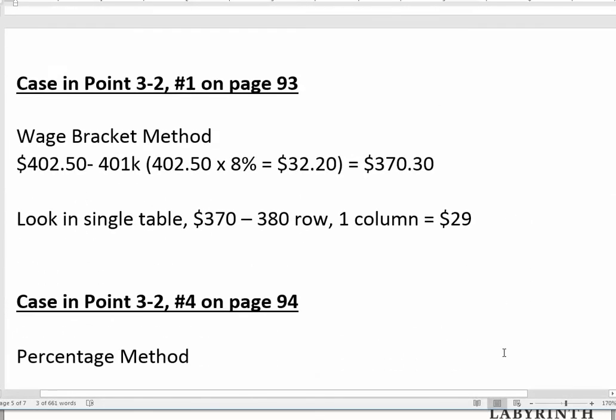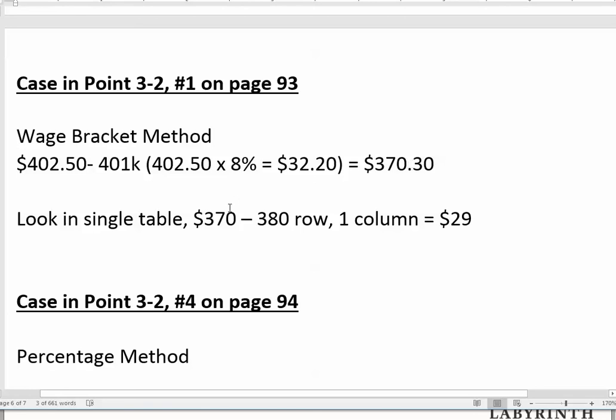So let's go to case in point number 3-2, number 1 on the next page, page 93. We have Paul Rogers is single with one withholding allowance. He earned gross pay of $402.50, and he made a 401k contribution of 8%. So we're going to multiply that $402.50 times 8% to get $32.20. So $402.50 minus $32.20 gives him taxable pay of $370.30.